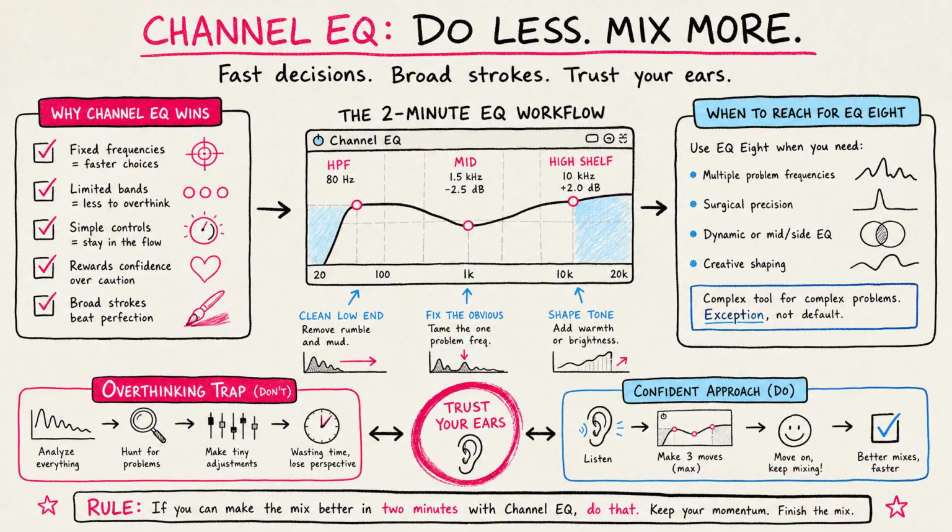The 2-minute exercise isn't just a training drill, it's a model for how efficient mixing actually works. Identify what the track needs, address it with the simplest appropriate tool, commit, and move forward. The best mixes often sound effortless precisely because the mixer didn't overthink every decision. Channel EQ is built for that workflow.